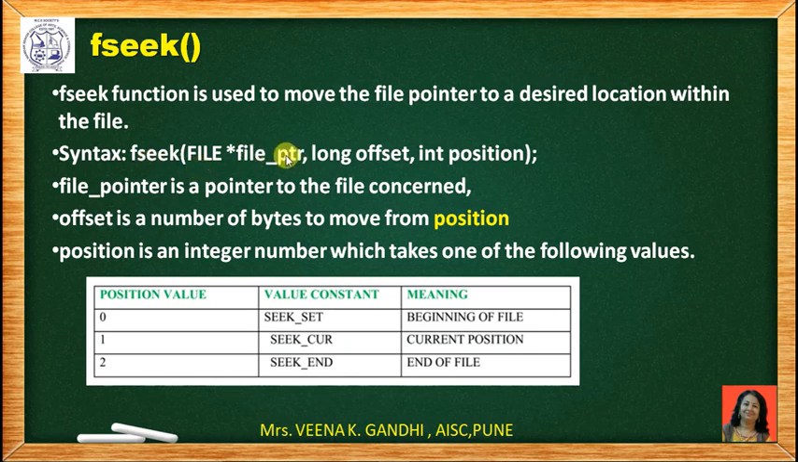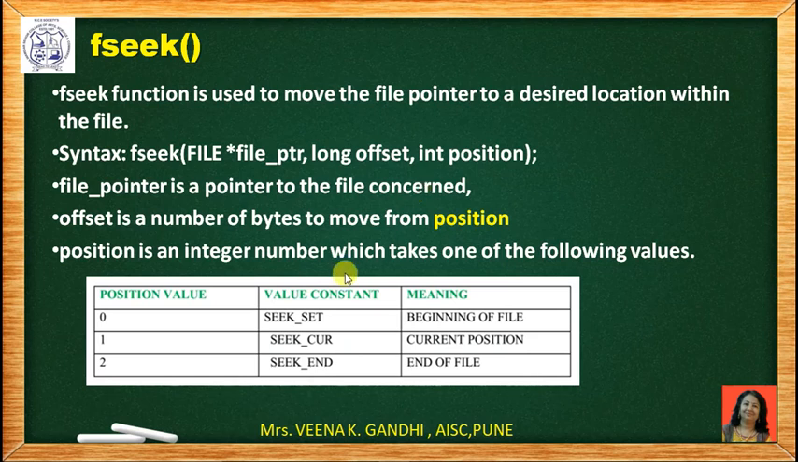First, the file pointer. Second, the offset of long type. The offset defines the number of bytes to move from the position. And the third parameter is the position of int type. It defines the location in a file from where the file pointer needs to be moved.